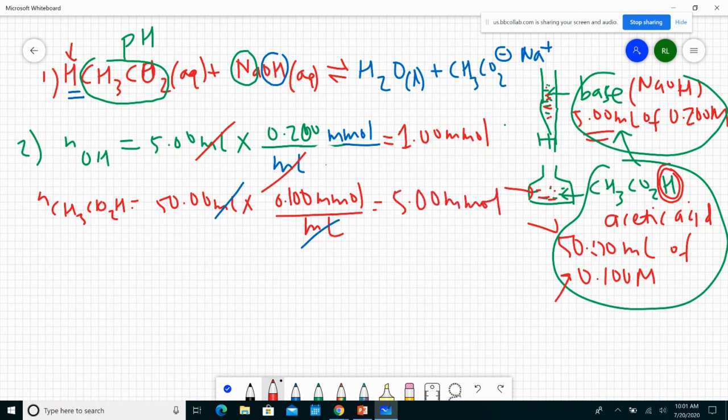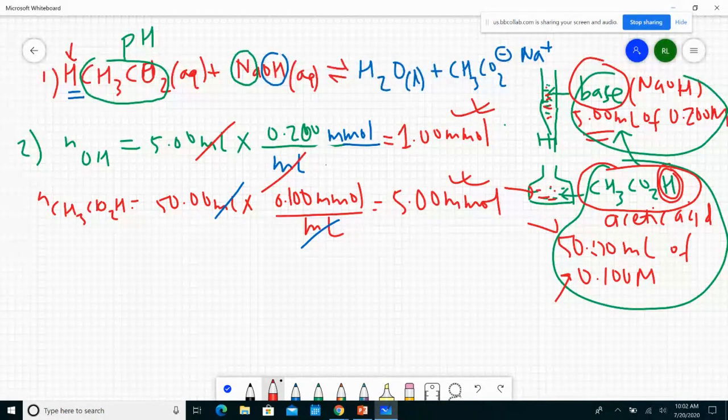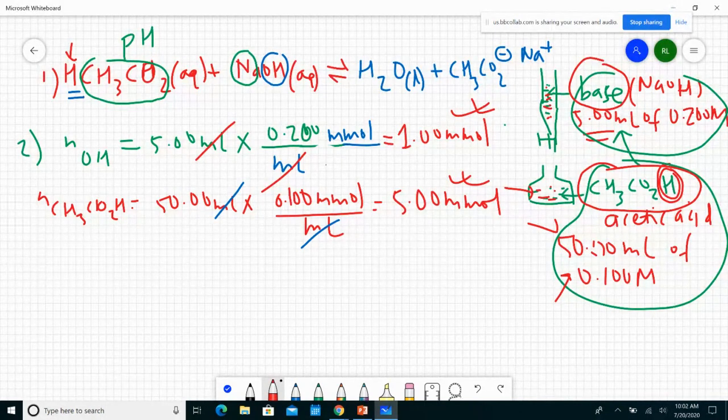All right, so for my step two, using ice table, calculate the moles, done, right? So I calculated the moles of both my titrant as well as my analyte. Then it says, finally, the concentration of reactants and products. Now, remember, in the end, I have to figure out the pH after the solution reaches equilibrium.